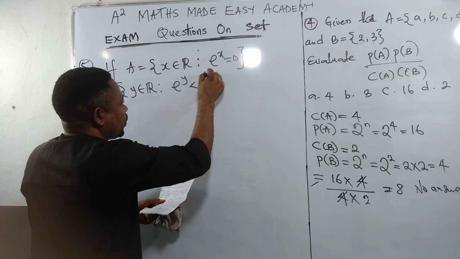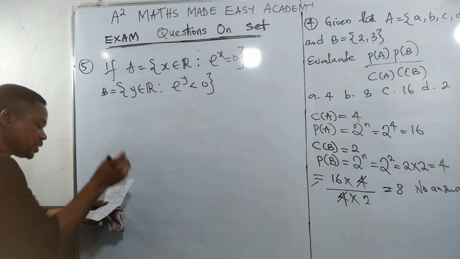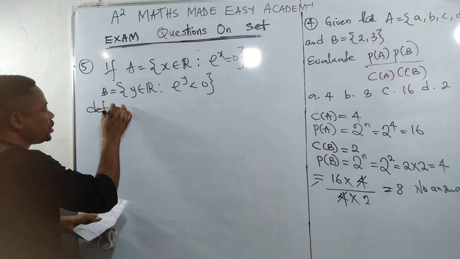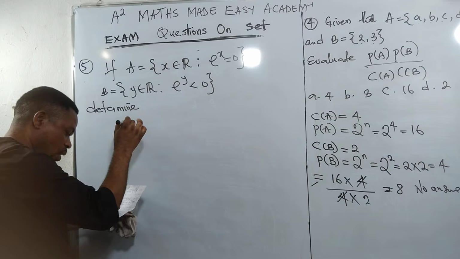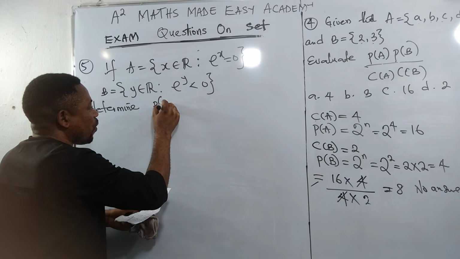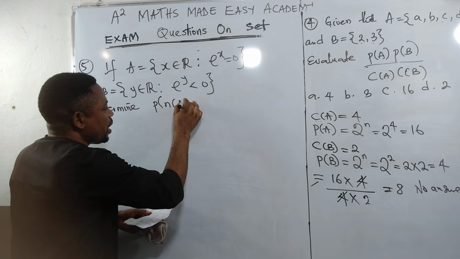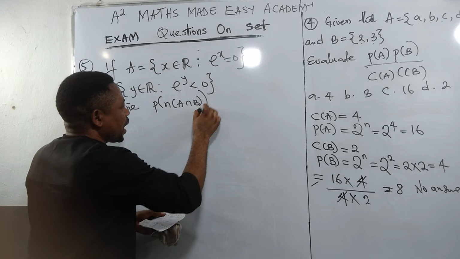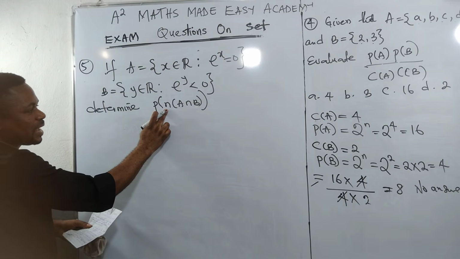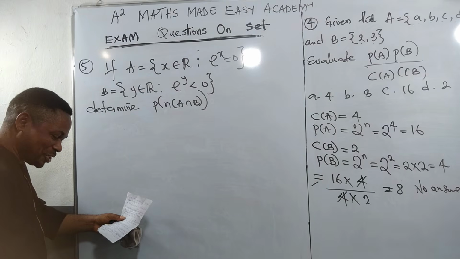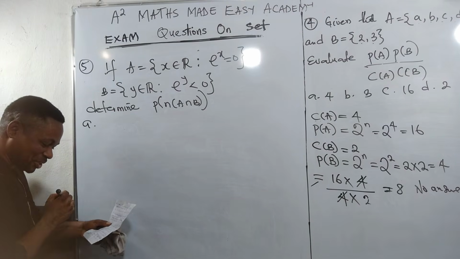Less than 0. Now I want you to observe this. What is the question? The question says we should determine the power set of the cardinality of A intersection B. Look at it now: the power set of the cardinality of A intersection B. Now let's take a look at the options.